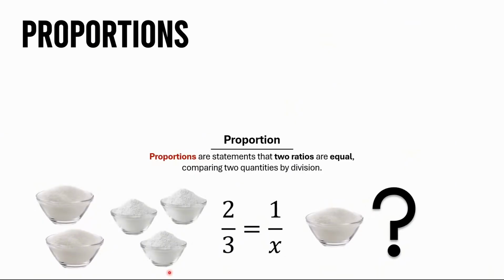On the left, I have the proportion of the original recipe that called for 3 cups of flour and 2 cups of sugar. On the right, I have the proportion for the recipe that uses a single cup of sugar. Here we have written 2 over 3 equal to 1 over x. We want to find out the value of that x. The x represents the number of cups of flour needed for a single cup of sugar.